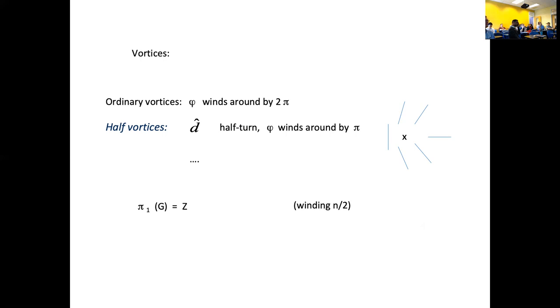But if you look at pi 1 of G, it actually looks quite ordinary. It's still equivalent to the set of the integers, except that the winding is n over 2. So you start from 0, it's no singularity, and then the integer 1 corresponds to a half vortex, circulation 1/2, and 2 corresponds to circulation 1, and so forth, and you can add the integers just like before. Okay.